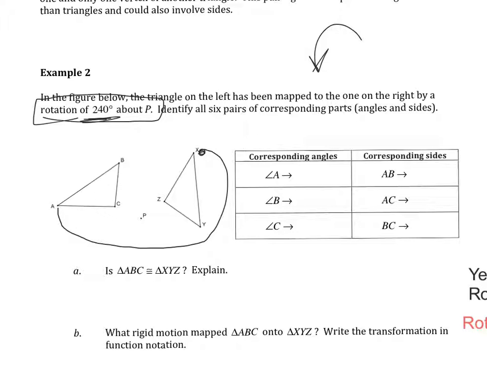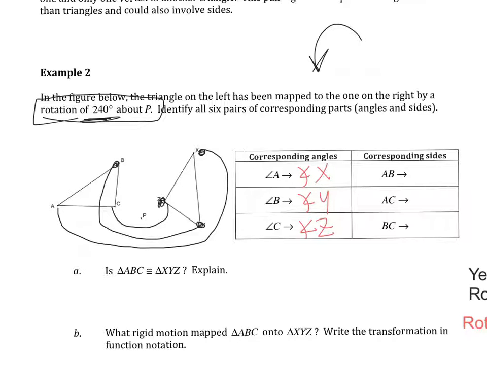Either way, I do want to point out that angle A goes with angle X. That's the corresponding angle. Angle B would go with angle Y, and angle C would go with angle Z. So again, if I was to rotate this 240 degrees, it would wind up here, and if I was to rotate this 240 degrees, it would wind up there.